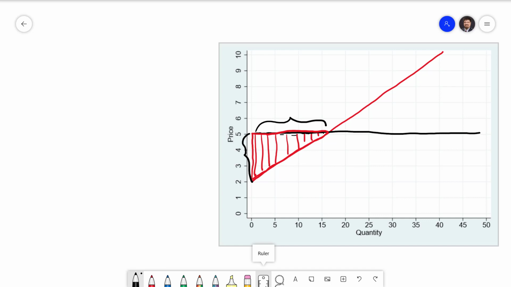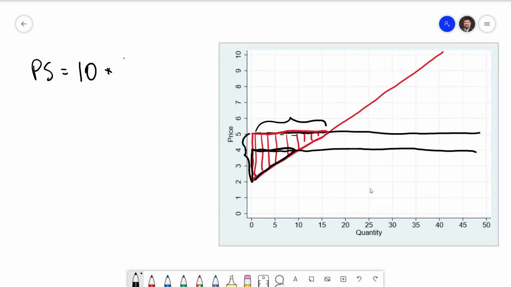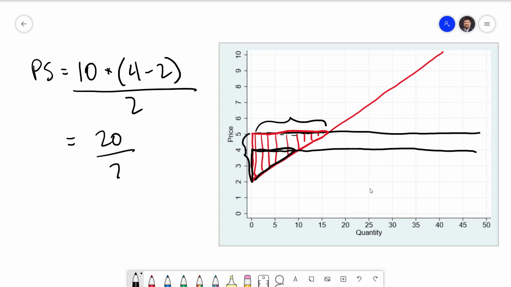Suppose that the price decreases to 4. Draw this in right here. Our producer surplus has now shrunk to this smaller triangle right here. We can continue using our area of a triangle formula to calculate this. The base is now 10, and the height is now 4 minus 2, and we're going to divide that by 2 as usual. On the top we have 10 times 2, which is 20, divided by 2 is 10.